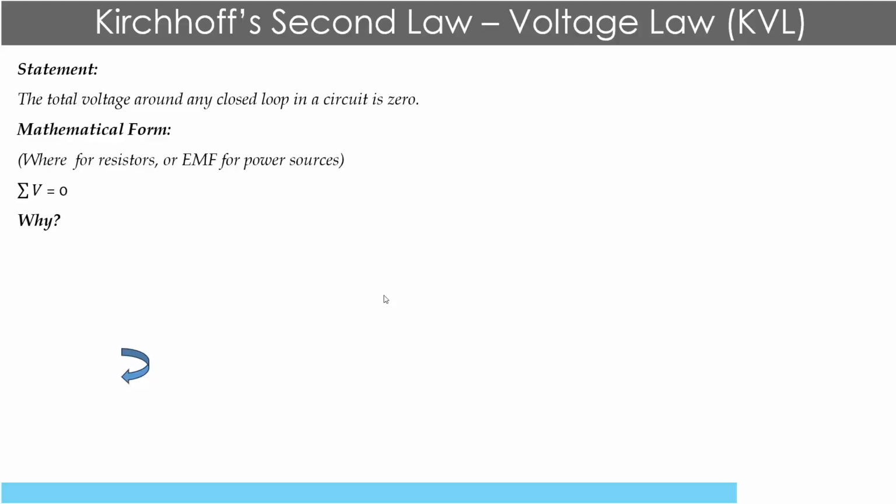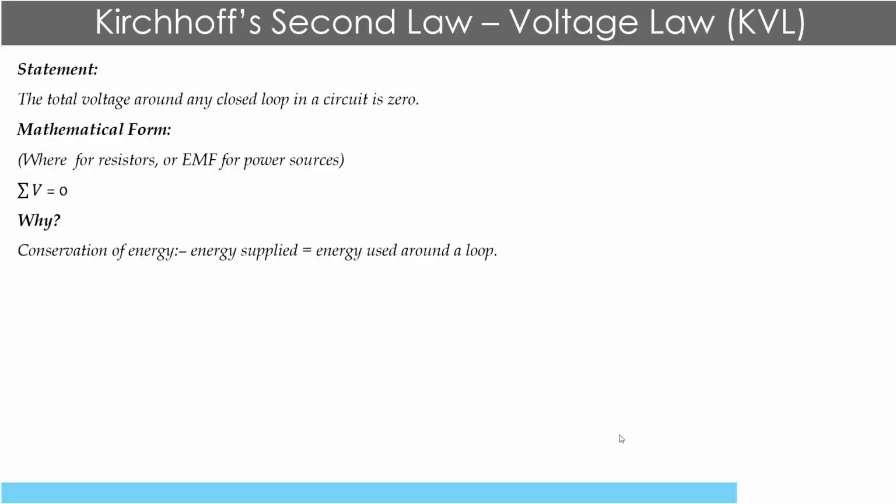We have that the summation of voltages within a closed loop is equal to 0. And why this is so is because energy is conserved. Again, remember, in the case of Kirchhoff's first law, we said that charges were conserved. Now we are saying in Kirchhoff's second law, it is energy that is conserved. So energy within a closed loop or around a loop is conserved.